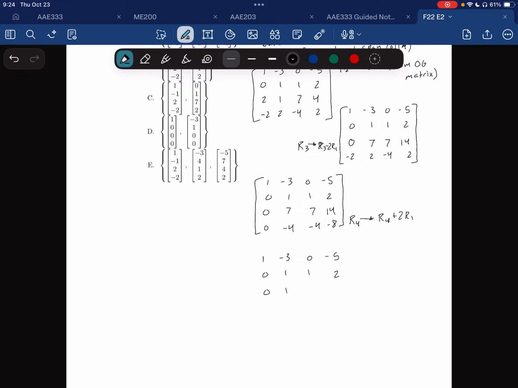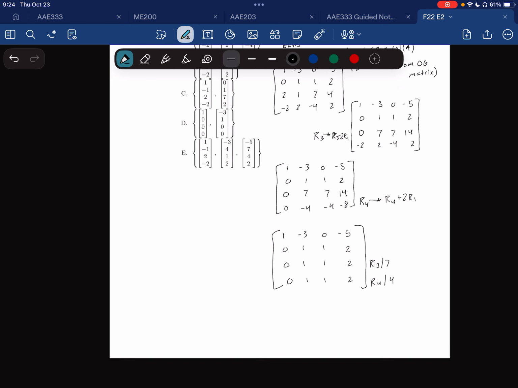0, 1, 1, 2, 0, 1, 1, 2. Right. This is row 3 divided by 7. This is row 4 divided by 4. What do we notice? Our row 2 is 0, 1, 1, 2, which means these two bottom rows can all just go to 0, right?